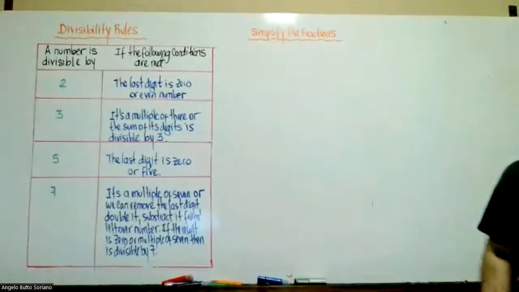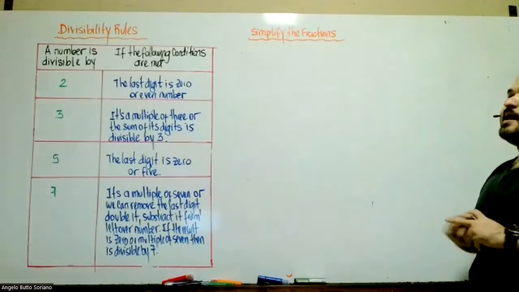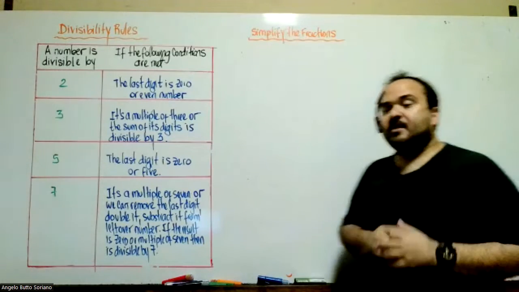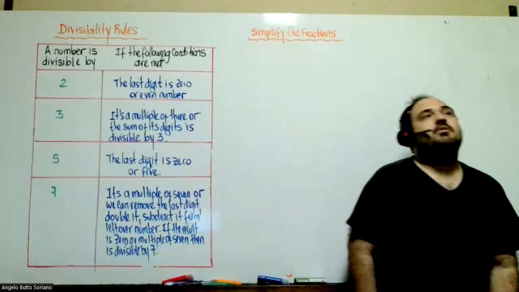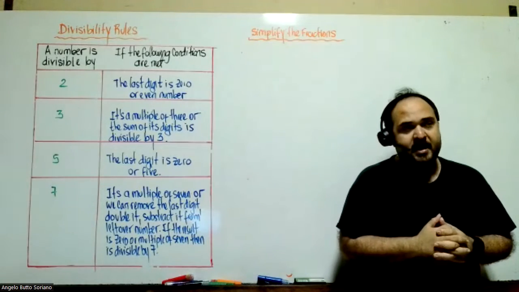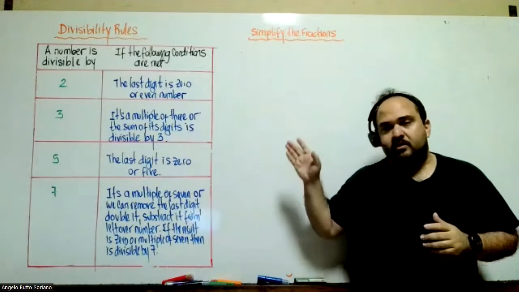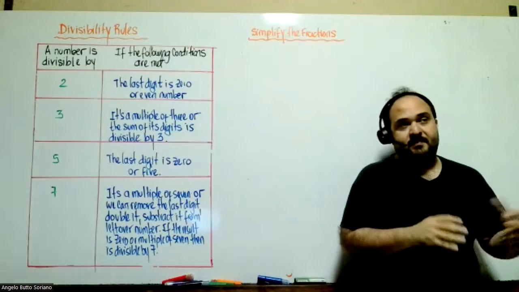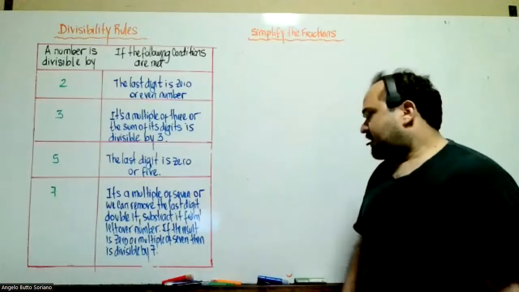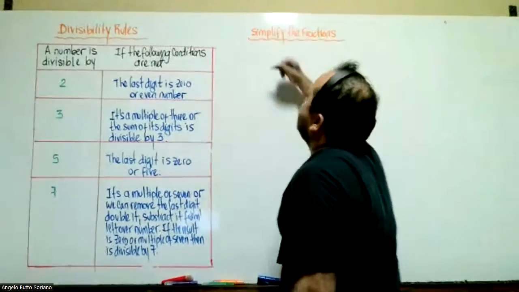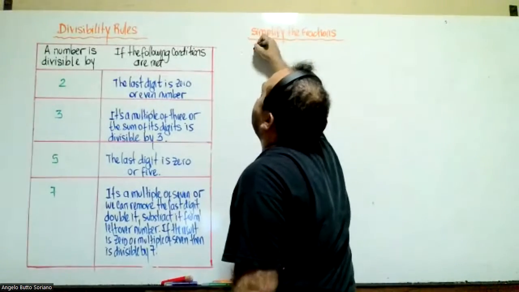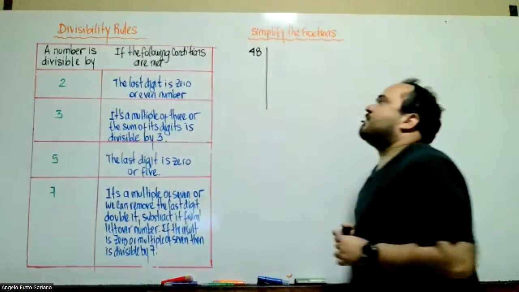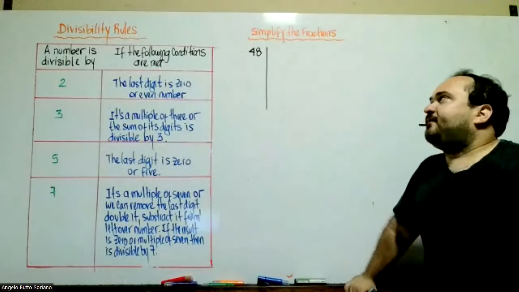Today, what are we going to learn? Today, we're going to learn how to apply those rules to simplify fractions. But before simplifying fractions, the first thing we must do is learn how to apply these rules to simplify numbers. For example, we got the number 48, and we must simplify the number by its factors.